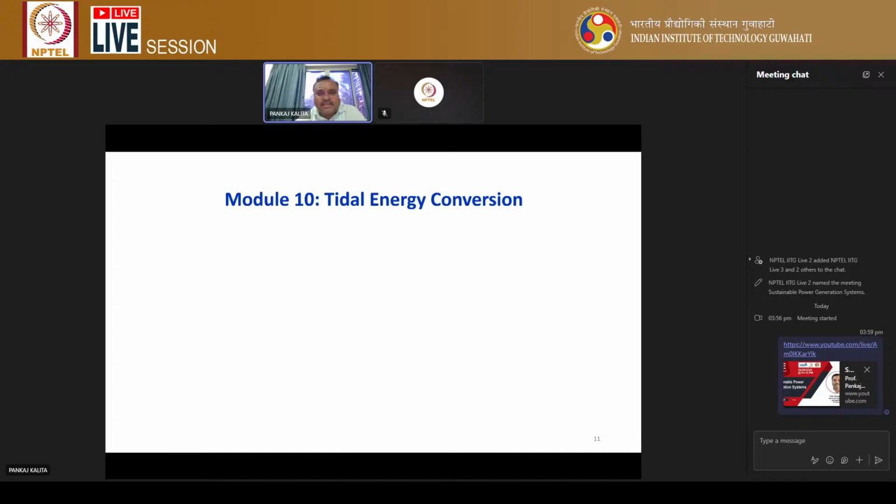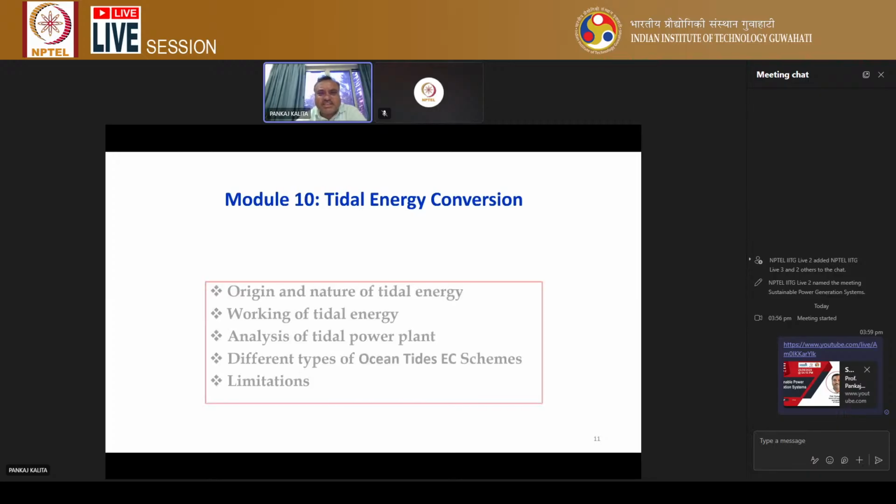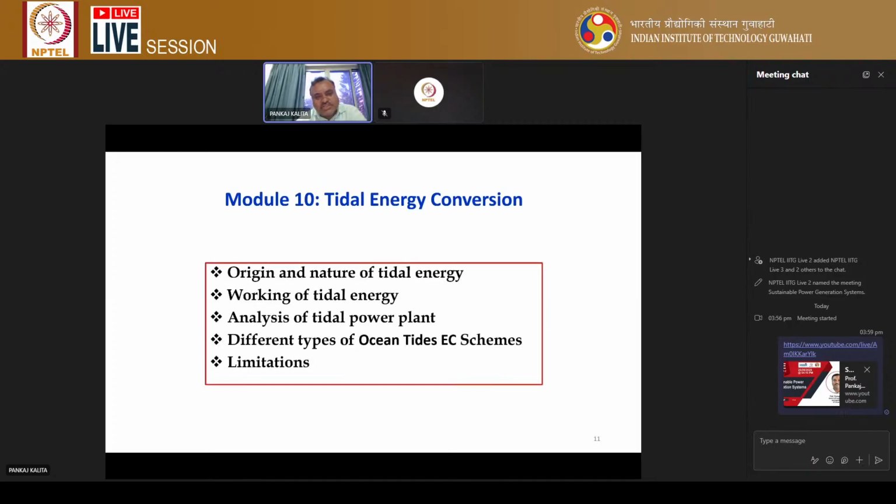And in module 10, tidal energy conversion systems were discussed, starting with its origin, the nature of tides, then working of tidal energy, then its analysis, how we can build the tidal energy, and of course, design of the plants, and what the different types of ocean tides are, and its energy conversion schemes, and also limitations.